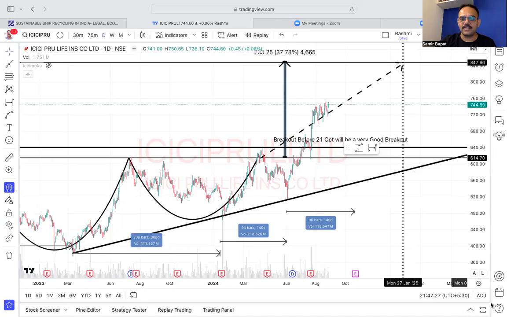See, 27th Jan 25. Nowadays things are moving very fast, so it is going up very fast. But in normal circumstances, ICICI Prudential would reach 847 by January only. It will take 2-3 months, but nowadays the stocks are moving so fast that it can achieve the target earlier also. But as per calculation, it should take until 27 Jan.